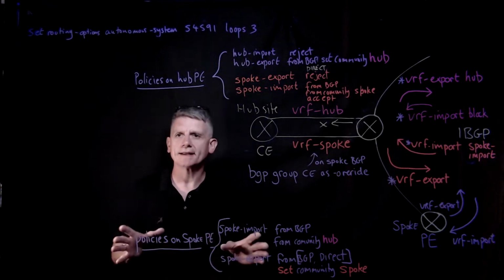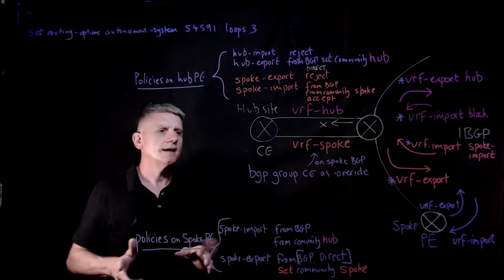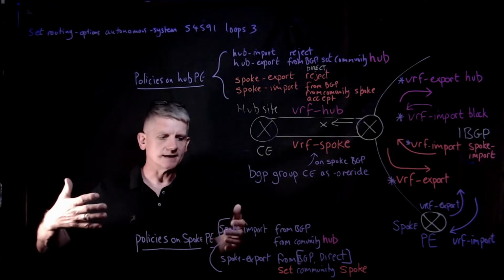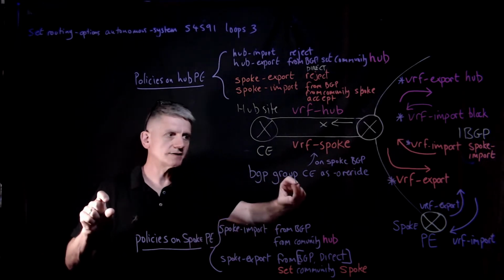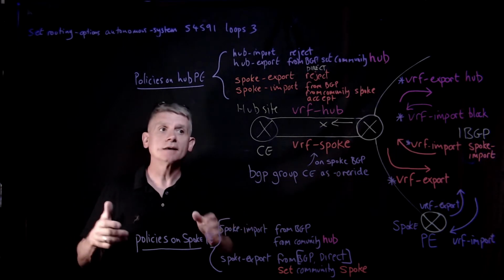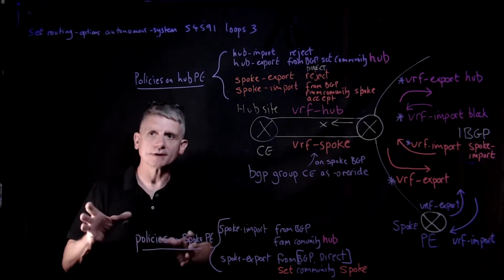Okay, this is the Layer 3 VPN hub and spoke. The first thing I would say is that routes go one way and data goes the other. So as a route propagates through, data runs the other way. In this particular example, we're doing a hub and spoke.